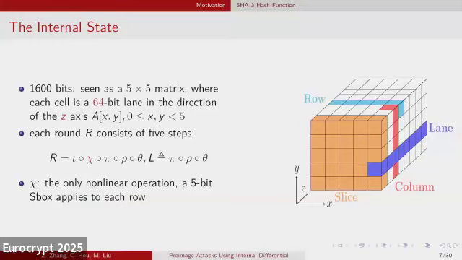For SHA-3, it has an internal state of 1,600 bits, which can be seen as a 5x5 matrix, where each cell is a 64-bit lane in the direction of the z-axis. And its round function consists of 5 steps: theta, rho, pi, chi, and iota. The linear layer is the first 3 steps, and chi is the only nonlinear operation.